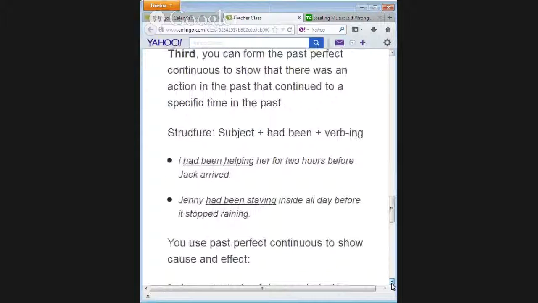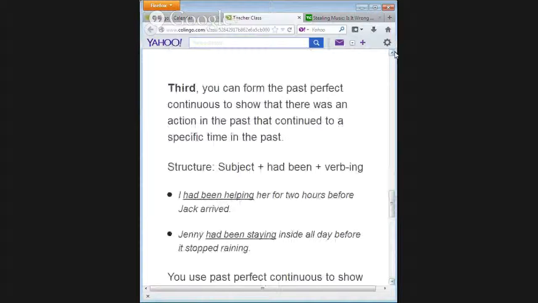Third, you can form the past perfect continuous to show that there was an action in the past that continued to a specific time in the past. Structure: subject plus had been plus verb with the ing ending. So, I had been helping her for 2 hours before Jack arrived. Jenny had been staying inside all day before it stopped raining.